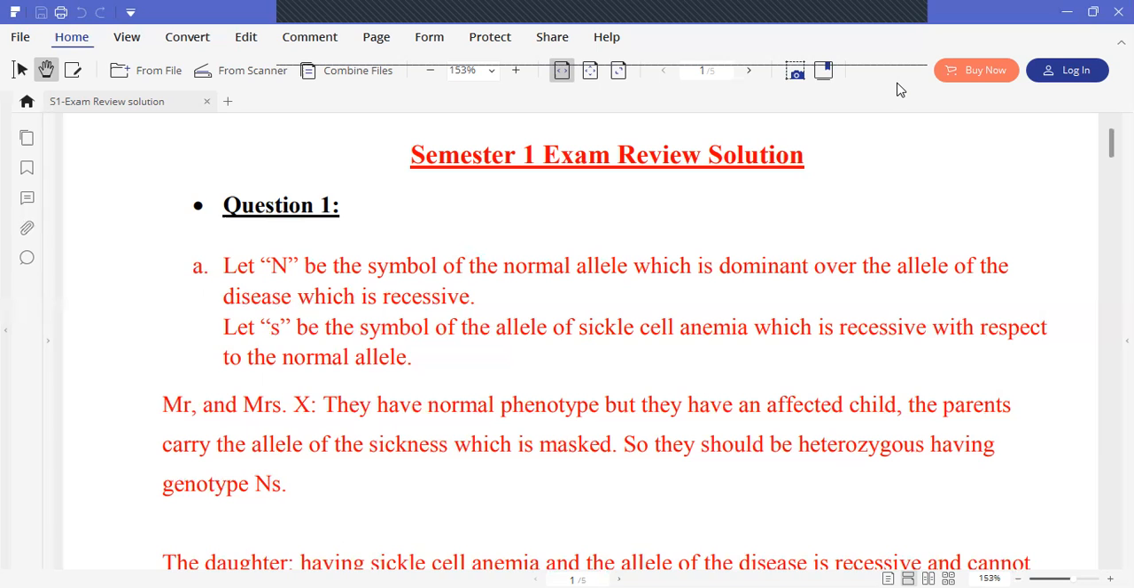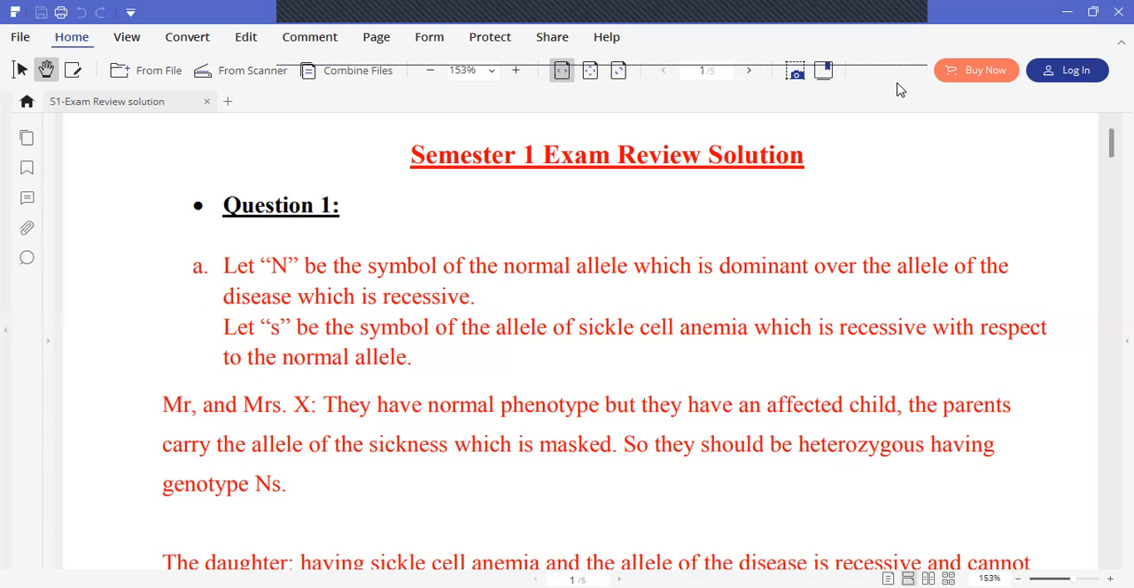By looking into the pedigree, Mr. and Mrs. X are normal, but they have an affected child. So the parents carry the allele of the disease, but it was masked. So they are heterozygous and they have the normal phenotype. Let N capital be the symbol of the normal allele, which is dominant over the allele of the disease, which is recessive. And let's take S small, since it's sickle cell anemia, as the symbol of the allele coding for sickle cell anemia, which is recessive with respect to the normal allele.